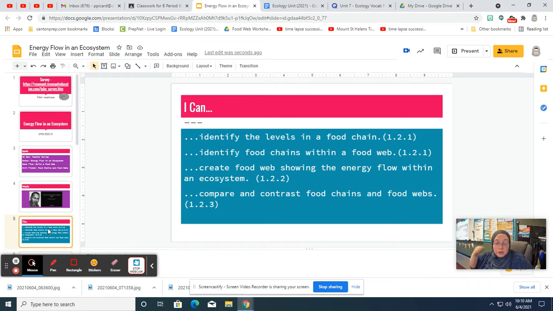Our objectives or learning targets for the end of this lesson are that we should be able to identify the levels in a food chain. We should then be able to identify food chains within a food web. We will also be able to create a food web showing energy flow within an ecosystem, and we should be able to compare and contrast food chains and food webs.